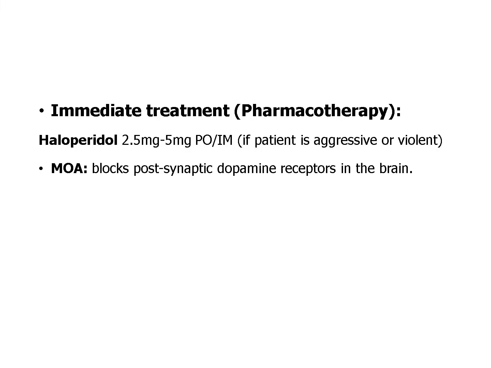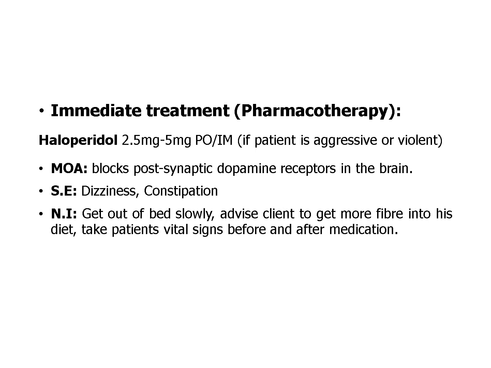So we can give haloperidol, about 2.5 milligrams to 5 milligrams per oral. This is under immediate treatment. If the patient is being aggressive or violent, we need to give haloperidol to stabilize the client. The mechanism of action of haloperidol is that it blocks postsynaptic dopamine receptors in the brain. That's the mechanism of action that you just have to write, this short statement.